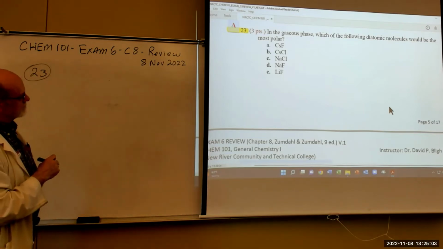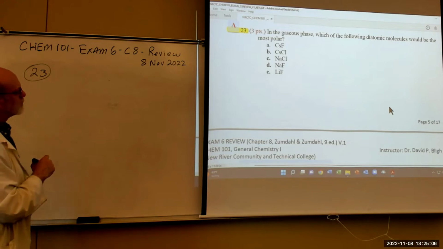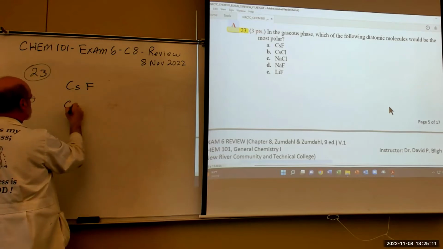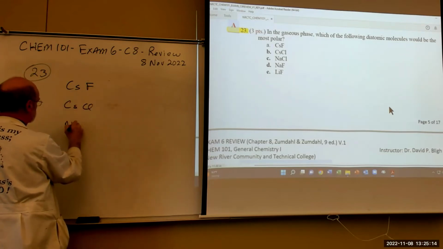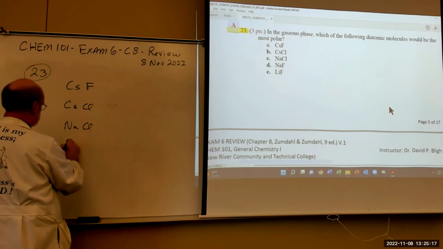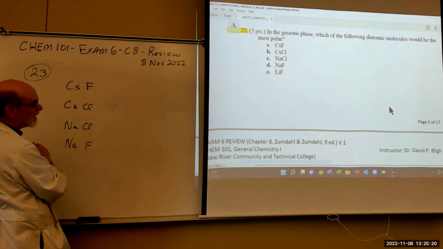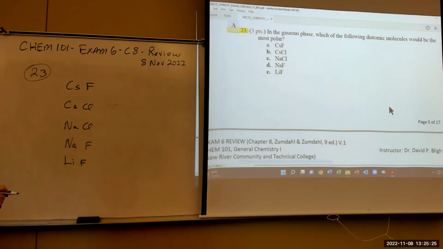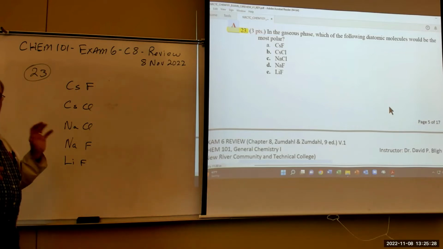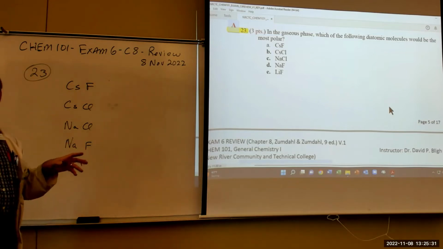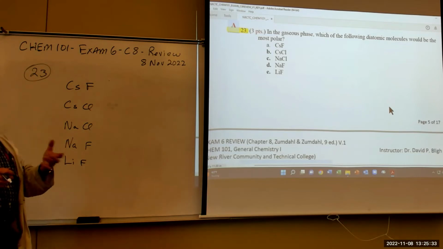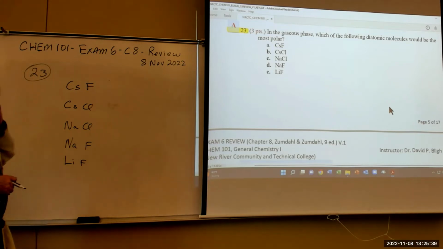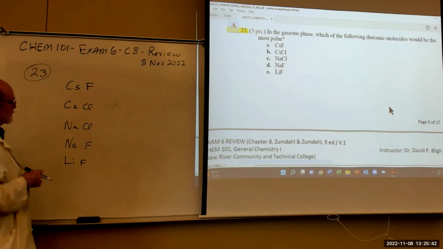Okay, so back to the question. Which of the following would be most polar? CsF, CsCl, NaCl, NaF, and LiF. What you want to look for here is the separation on the periodic table, because you're not given numbers. If we were given numbers, we could just subtract and compare the differences in electronegativities. But we're not given that, so we have to look at their separation on the periodic chart.